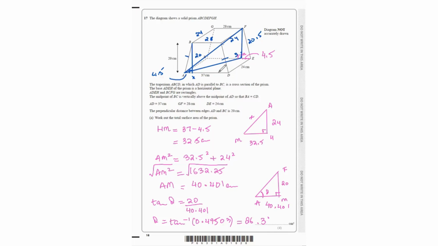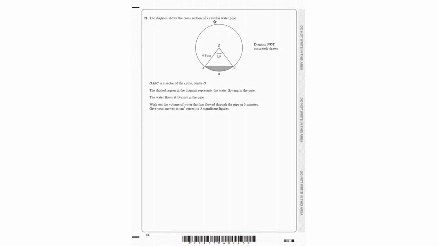Then it says the diagram shows the cross section of a circular water pipe. OABC is a sector of a circle center O. The shaded region in the diagram represents the water flowing in the pipe. The water flows at 14 centimeters per second in the pipe. Work out the volume of water that has flowed through the pipe in 3 minutes, giving your answer in centimeter cube correct to 3 significant figures. So if OA is 4.8, OC is also going to be 4.8 because they're both the radius of the circle, like the circular pipe.